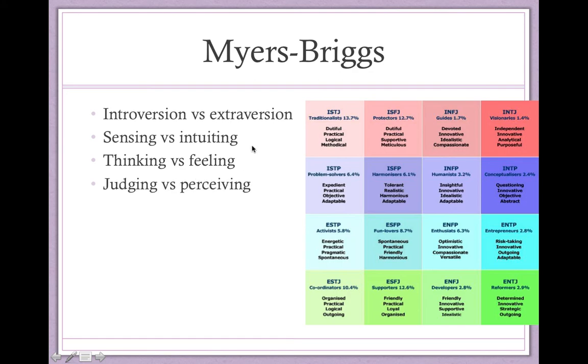And then the fourth one is judging versus perceiving. Do you judge the environment or do you perceive the environment? Do you observe or do you judge? So that's J versus P.